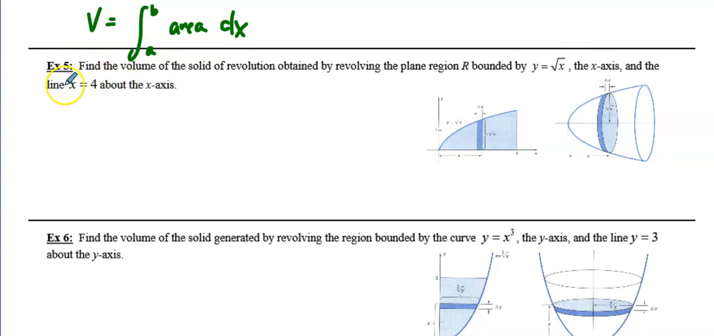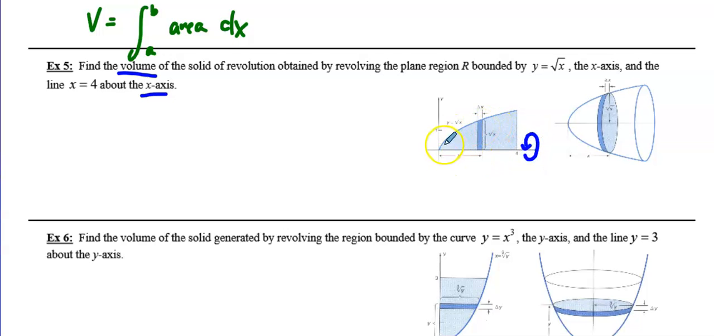So let's go ahead and start this example by saying: find the volume of the solid of revolution. Again, the key word here is volume of the solid of revolution obtained by revolving the plane region R bounded by three functions: the square root of x, which you see right here, the x-axis, which you see right here, and the line x equals 4. If we were to trace those three functions, we would have the shaded region right here. We want to rotate this around the x-axis, and this is actually really important.